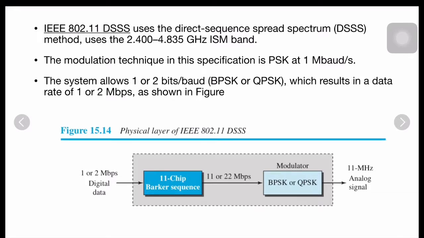Next to study is direct sequence spread spectrum. The frequency ranging from 2.4 to 4.835 gigahertz ISM band, and this is the functionality, how it works. So the input digital data is of 1 or 2 megabits per second. Then it uses a 11 chip Barker sequence as the input for modulator, and here it uses BPSK, that is binary phase shift keying or quadrature phase shift keying methodology in modulation technique, and the output will be 11 megahertz. All these are the fixed ranges.